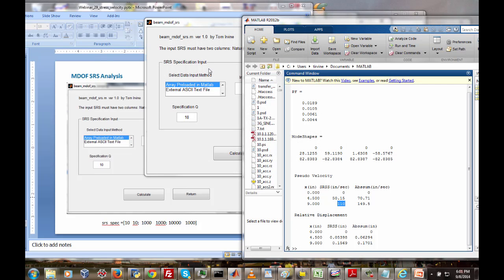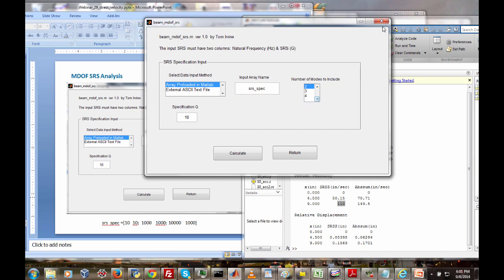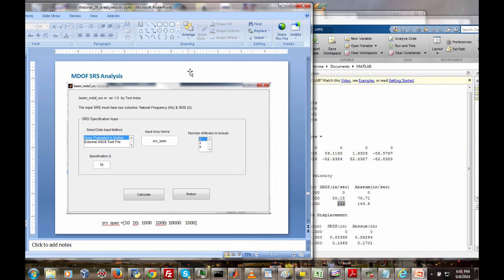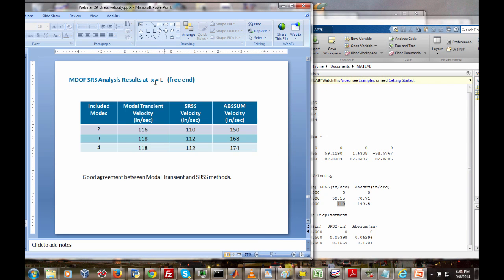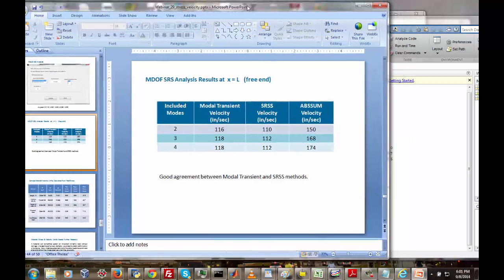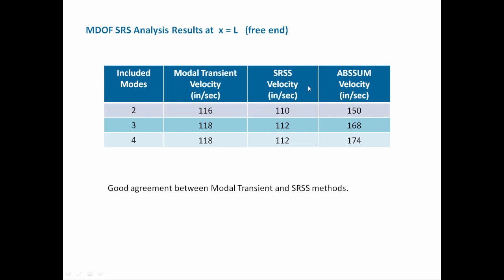So rather than going through all the steps of showing you how to do all the different mode cases, you can figure out how to do that on your own. It's just a couple of mouse clicks. Let's go to a summary here. This is going to be at the free end, x is equal to L. This is from the multi-degree of freedom SRS analysis, where we've bypassed the modal transient method altogether.